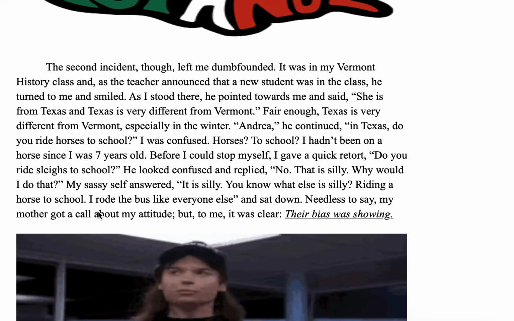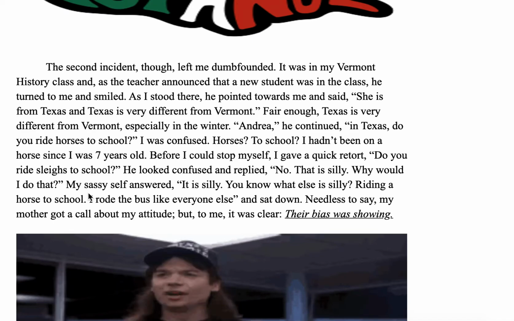The second incident, though, left me dumbfounded. It was in my Vermont history class, and as the teacher announced that a new student was in the class, he turned to me and smiled. As I stood there, he pointed towards me and said, "She is from Texas, and Texas is very different from Vermont." Fair enough, Texas is very different from Vermont, especially in the winter. "Andrea," he continued, "in Texas, do you ride horses to school?" I was confused. Horses? To school? I hadn't been on a horse since I was 7 years old.